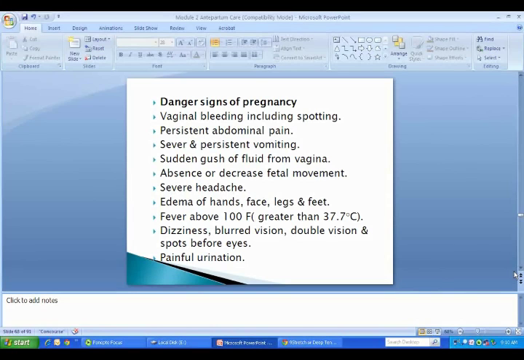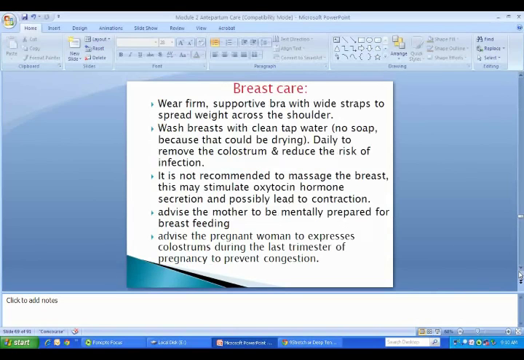Absence or decreased fetal movement. Severe headache is a sign of severe preeclampsia, edema, preeclampsia, any type of fever. We've got to address it if she has any type of infection. Dizziness, blurred vision, double vision. Again, that is some of the things you see in someone who has severe hypertension. And any type of painful urination, because we want to treat that UTI.